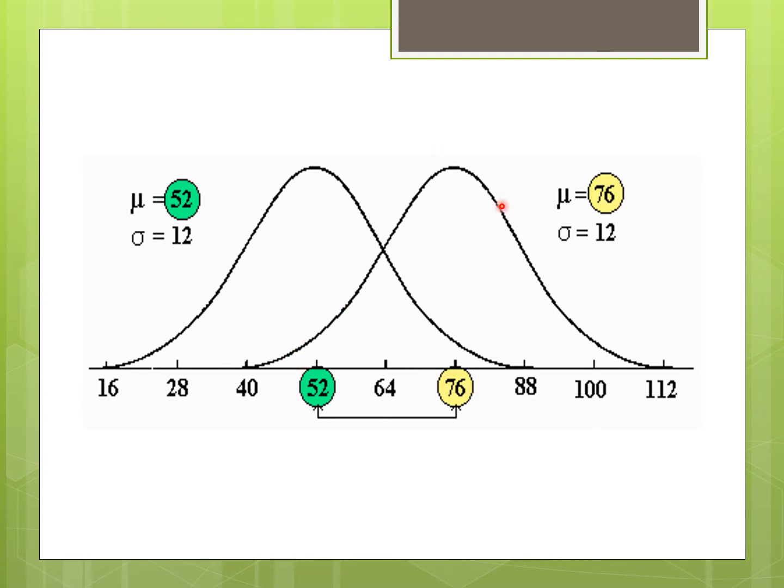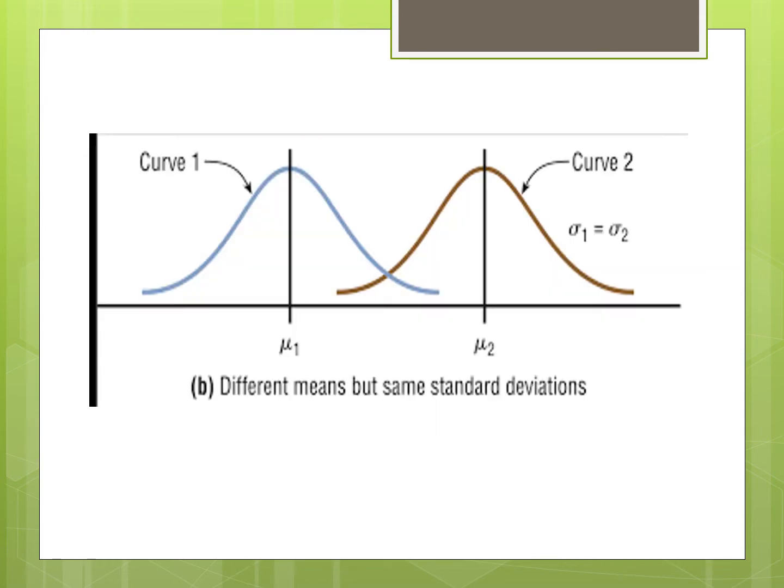For the second curve, as you can see, the mean is 76, but the standard deviation is still 12. So notice, 76 plus 12 will give us 88 and so on, and on the left side, 76 minus 12 will give us 64. So this is what it looks like when they have the same standard deviation but different means. Okay, here's another graph of two normal curves having different means but the same standard deviations.